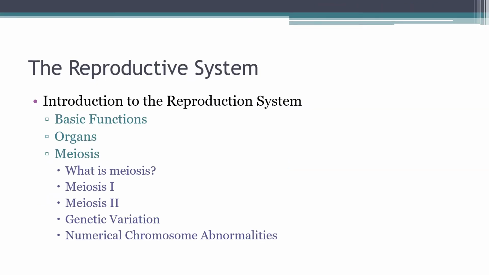So in this lecture we're going to cover our introduction to the reproductive system. So we'll talk about basic functions, we'll talk about organs, then we'll talk a little bit about the process of meiosis and some of the numerical chromosomal abnormalities that can occur when meiosis doesn't occur normally.